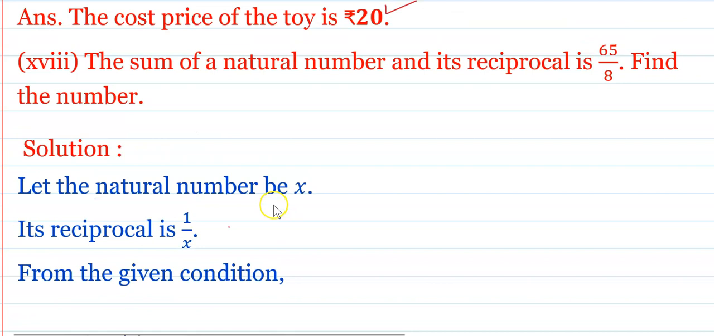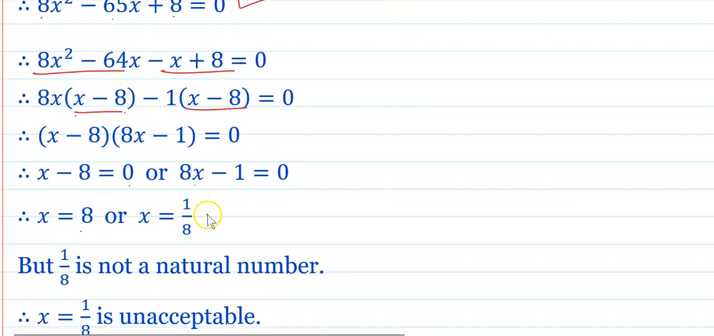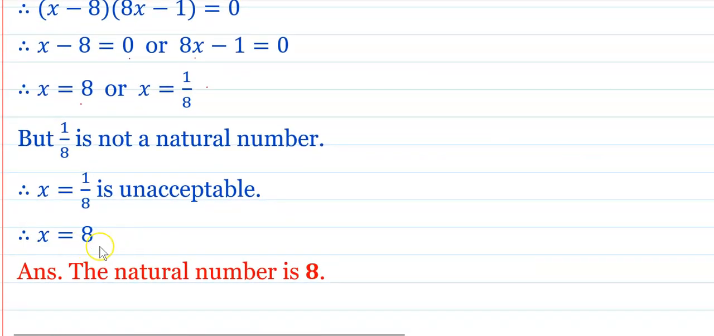But the given number is a natural number. Therefore, x is equals to 1 upon 8 is not possible. Therefore, x is equals to 8. And hence, the given natural number is 8.